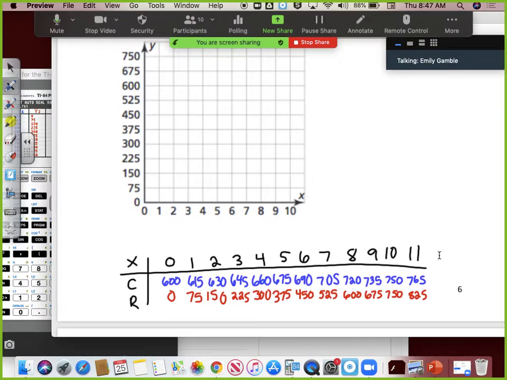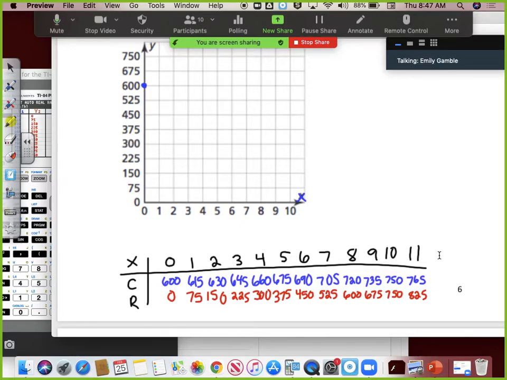So you're going to have 2 separate lines. So because I can color coordinate, I'm going to do the cost line in blue. The first ordered pair I'm going to graph is 0, 600. So that means on the x-axis, which we can see is this line here, I'm going to go to 0, which is right here at the start, and I'm going to go up to 600, and I'm going to make a point.